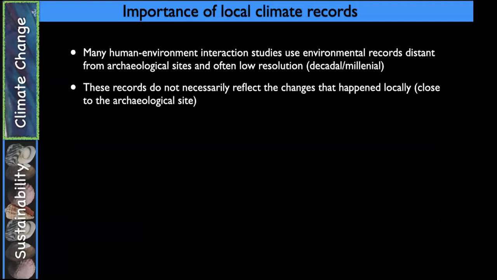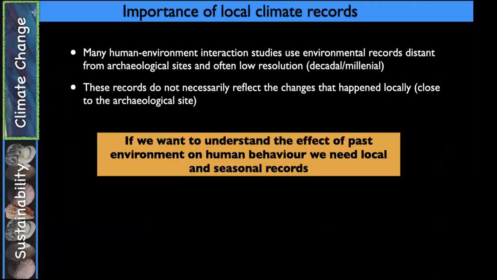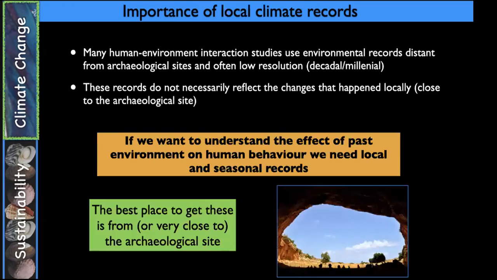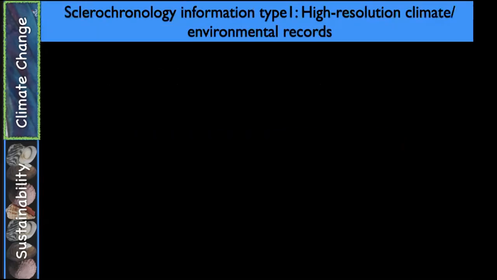Humans respond to the climate around them at the local and also at the seasonal scale. So to understand the effect of climate change on human populations, we need local and seasonal climate records. The best place to get these is from or very close to archaeological sites. And in my research, I reconstruct climate variability primarily using the chemistry of archaeological mollusk shells.